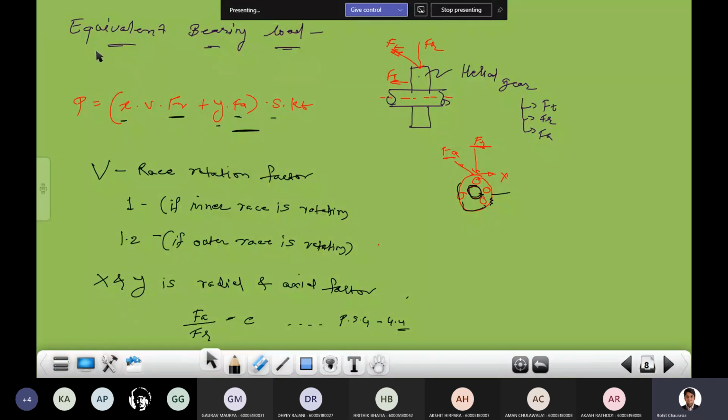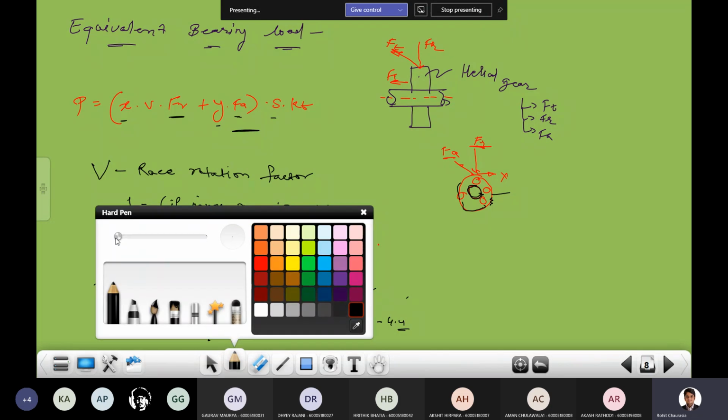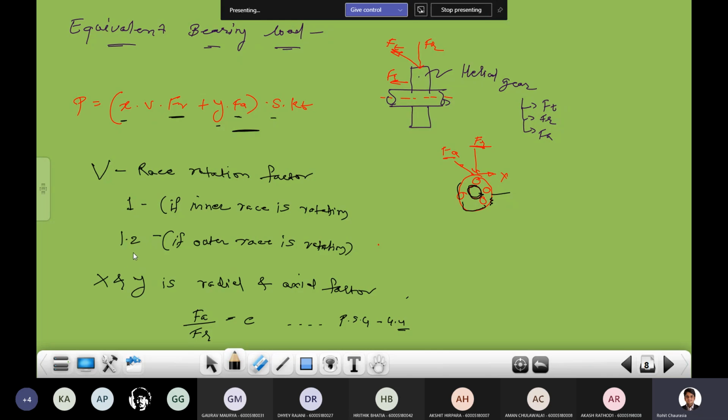And after that, we have seen the equivalent load calculation. Here we are going to see how to combine the radial load as well as the axial load. While combining the axial and radial load, we must know the values of X and Y. These X and Y are nothing but the constants for radial and axial. V is nothing but the inner race rotation factor. When the inner race is rotating, we take this factor as 1. If the outer race is rotating, we take the factor V as 1.2. So this factor is very important.